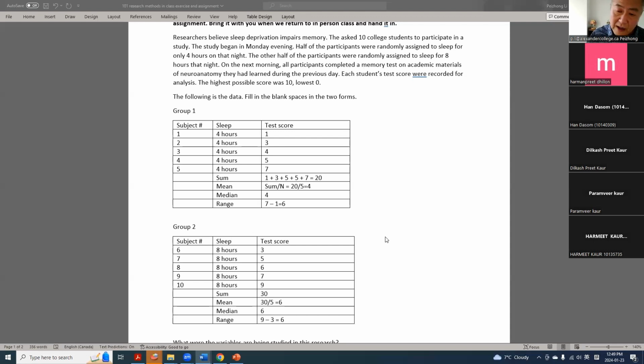Hindsight bias. Oh, hindsight bias. I will explain that next time. I will explain next time in class.